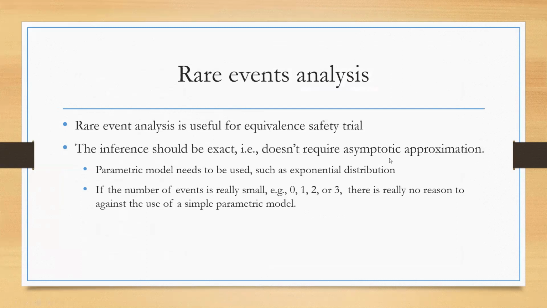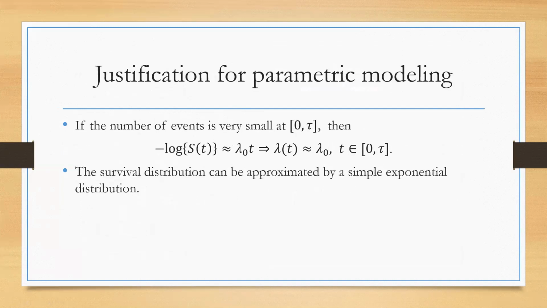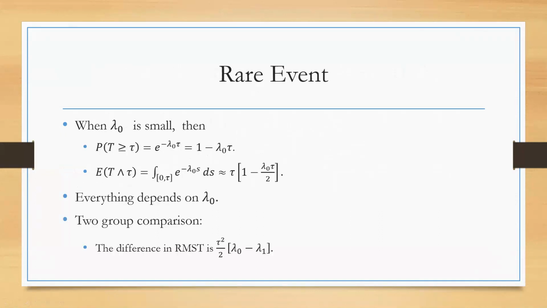For example, you might assume the survival function is that from an exponential distribution. Why can we do that? Actually, there's some theoretical justification, because the survival function at the beginning can always, by Taylor expansion, be approximated by a linear function. That essentially says at the beginning of the survival distribution, it's roughly an exponential distribution, right? So if we are willing to assume an exponential distribution, actually you could make inference.